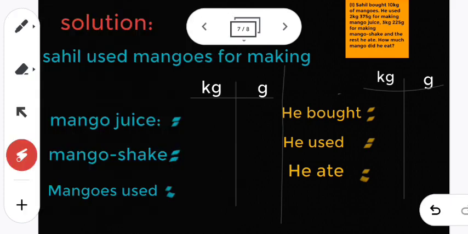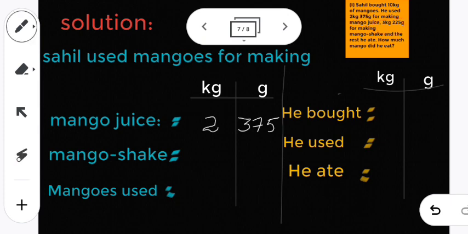Okay, mango juice. Sahil used mangoes for making mango juice. So how much he used to make mango juice is 2 kilogram 375 gram. Again, mango shake. How much he used? 3 kg 225 gram.